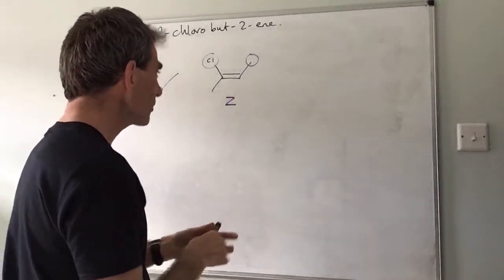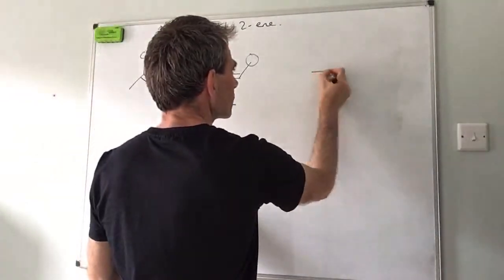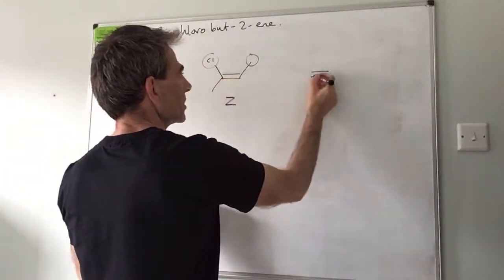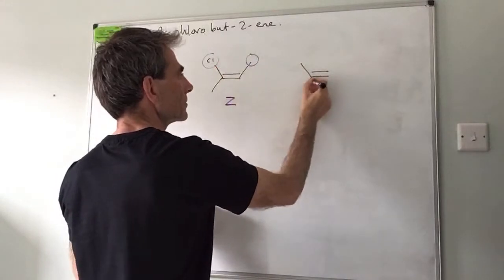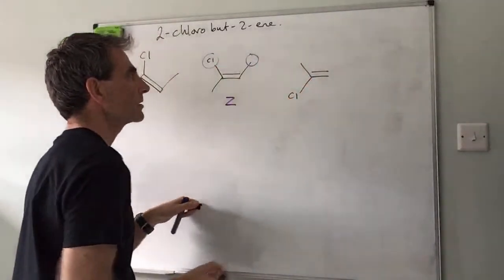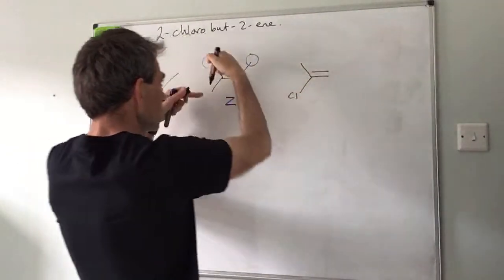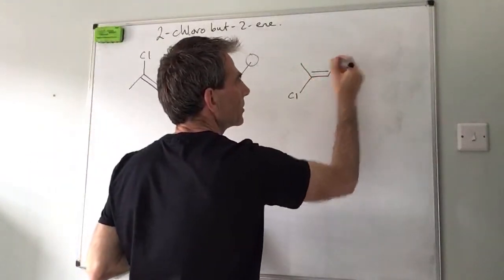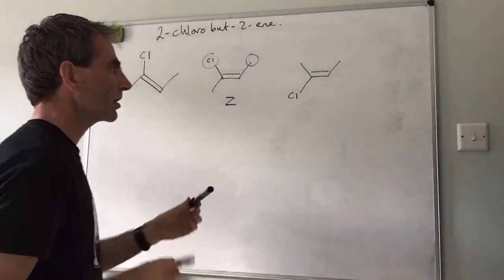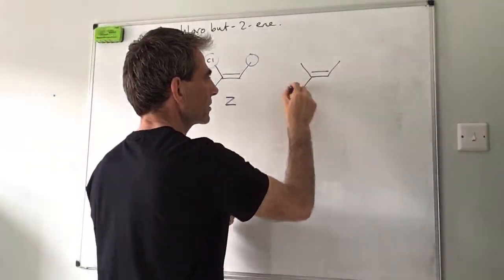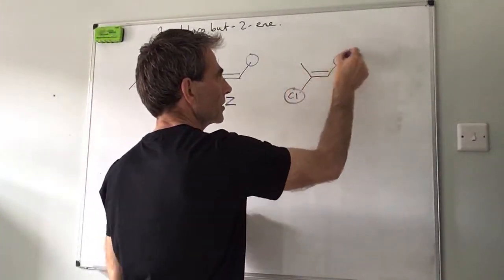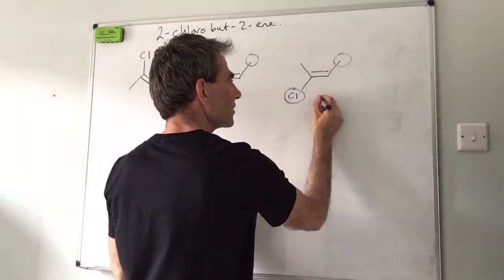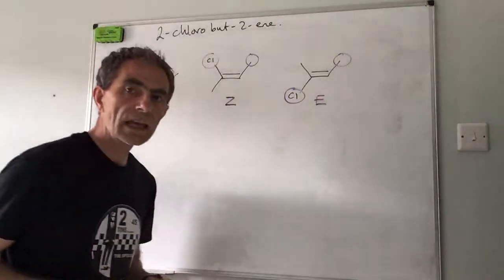Okay, so if we were to draw the E isomer, let's keep the double bond in the horizontal position. So let's flip these two round. So that's your chlorine. We can only swap one side around. If we do both, you're not changing the molecule. Okay? Let's put the circles on. Priority. Opposite sides of the double bond. E.